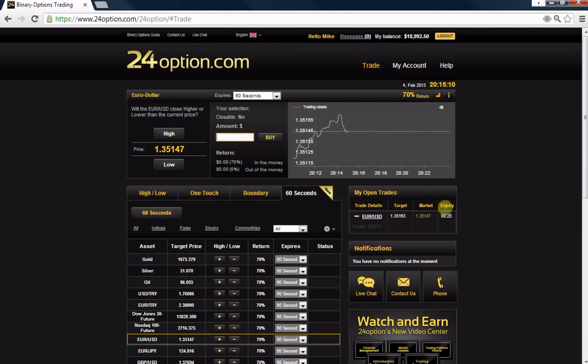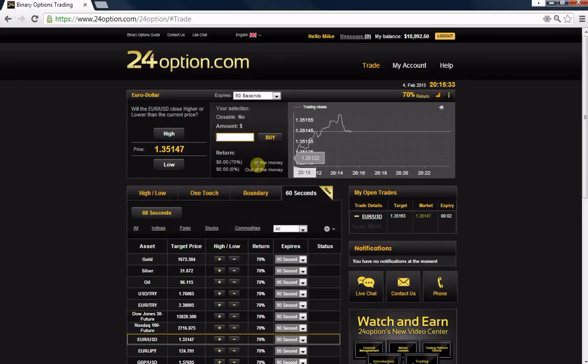Now we can see here the status of the previous purchase. We entered at 1.35163, and it's 1.35148. Looks like we're going to win that one. It could change in the next 15 seconds, but probably not. So what we're going to do is go another $25 investment. Actually, you know what? Before we do that, let's just take a look at our balance.